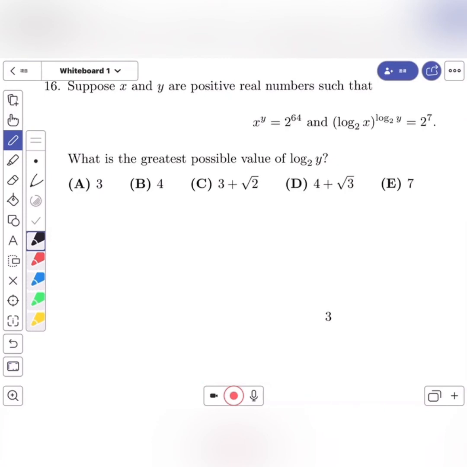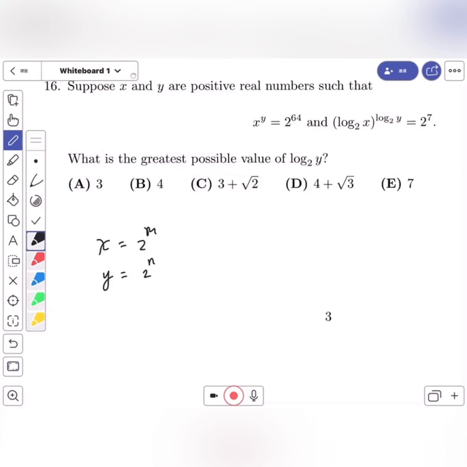Suppose x and y are positive real numbers such that x to the y is equal to 2 to the 64th power, and log base 2 of x to the log base 2 of y is equal to 2 to the 7. What is the greatest positive value of log base 2 of y? Now, a pretty intuitive way to think about this is possibly just let x be equal to 2 to the m, y is equal to 2 to the n.